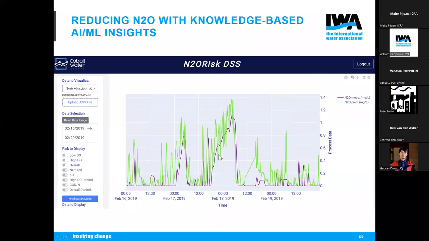Here we can see the behavior of nitrous oxide before and after the adjustment. It is the line in purple. We can see that after the adjustment, the N2O reduces significantly. In light green, we can see a machine learning model that predicted this N2O reduction. In this example, up to 70% reduction of N2O was achieved.